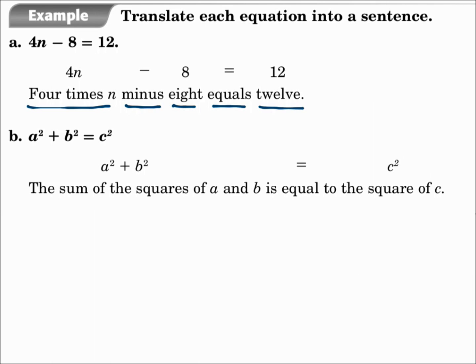Example B, a squared plus b squared equals c squared. Well, they broke it down as the sum of, because I'm adding together two things. What am I adding? The squares of a and b. Equals would be is equal to, and c squared is the square of c. Now, could you have just written out a squared plus b squared equals c squared? Sure. There's lots of correct answers for these. Just write down the phrase that comes to mind.